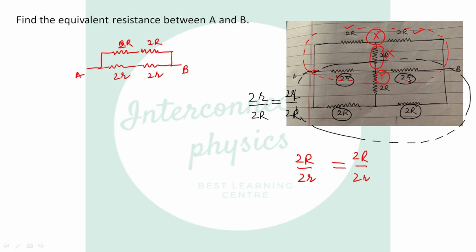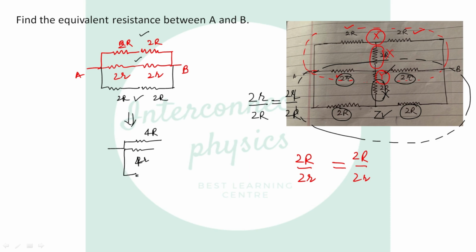That means this is also a balanced Wheatstone bridge, and if this is point Z, then potential at Y is equal to potential at Z. So no current will be flowing through this resistor, and this resistor can also be removed from the circuit, and the diagram will be like this is 2R, this is 2R. Okay, so now these two are in series, these two are in series, these two are in series. So equivalent diagram will be like 4R, 4R and 4R. Okay, so these three resistors are in parallel.